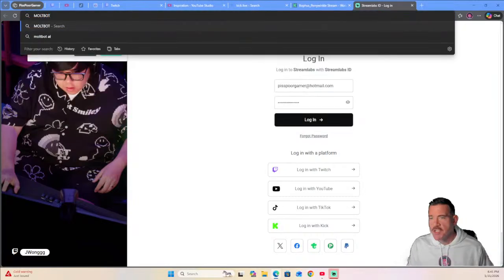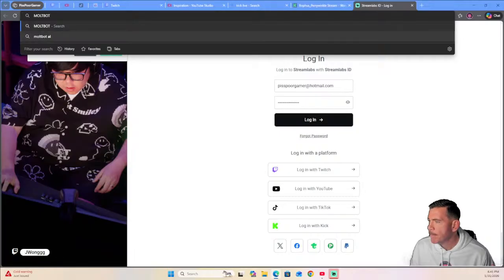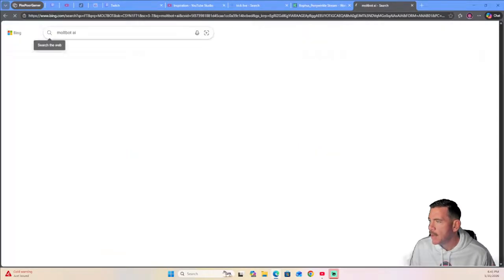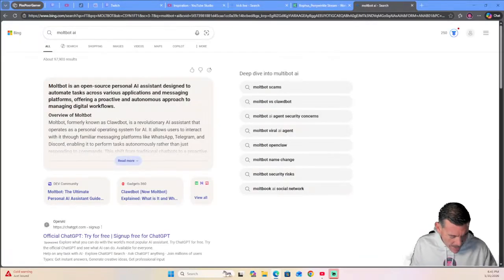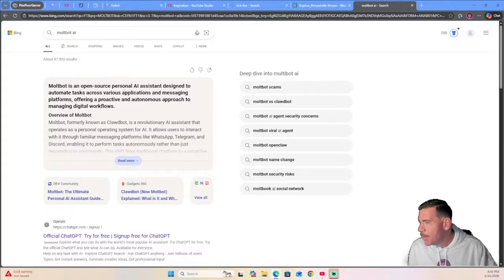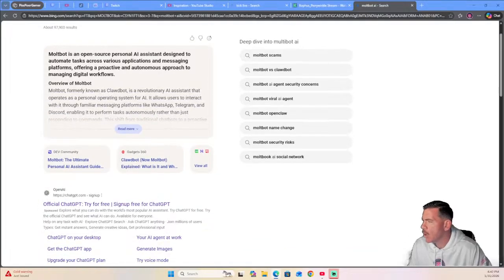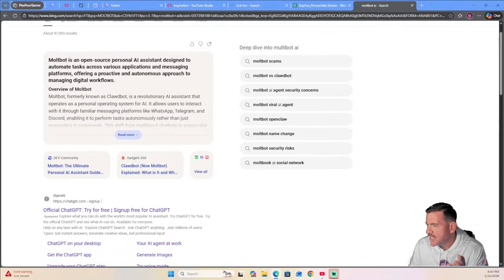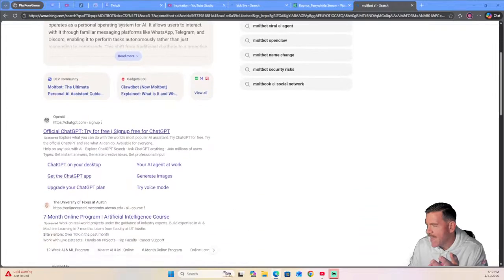All right, let's check this out, man. I think. All right, so apparently MOLTBOT is an open source personal AI assistant designed to automate tasks across various applications and messaging platforms, offering a proactive and autonomous approach to managing digital workflows. Okay, so it seems to be some sort of AI assistant.